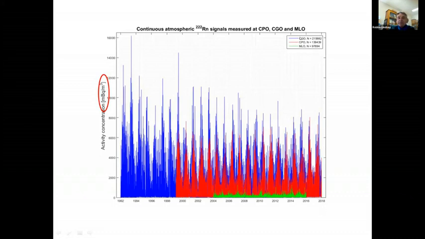The blue ones are measurements done at Cape Grim in Tasmania, Australia. The red ones are measurements taken at Cape Point in South Africa. And the green ones are up on a mountain in Hawaii, and there you get the lowest values. But as you can see, 2000 millibecquerel would be 2 becquerel, and there are often measurements in Hawaii which are less than that. Okay, so what can we learn from that?